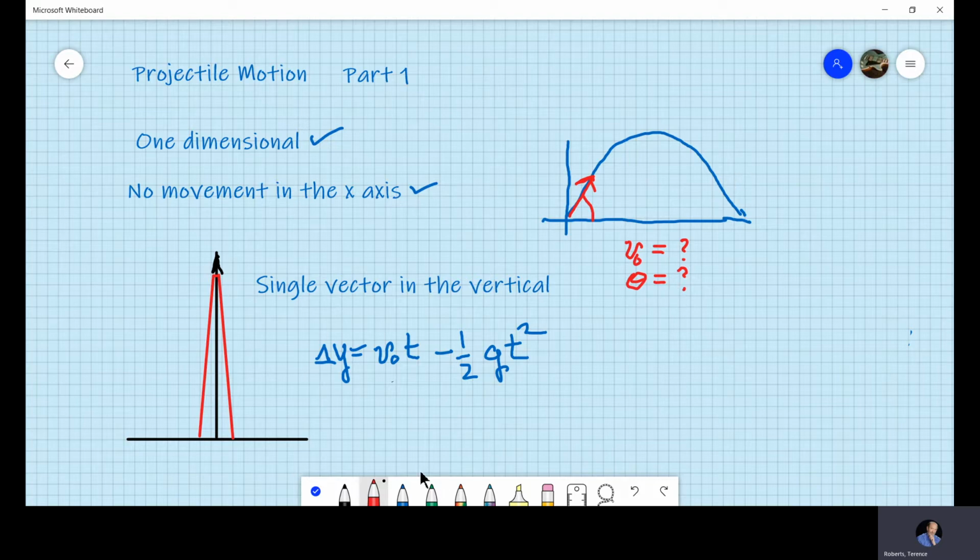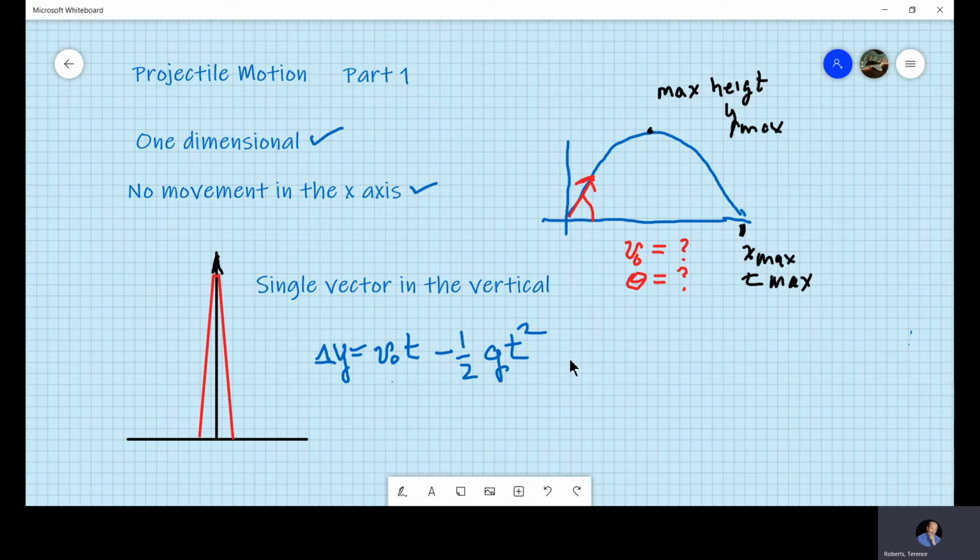So when we know these 2 things, just the initial velocity and the angle of its trajectory, we can find its maximum height, or we just call that y max. We can find its maximum range, so this would be right here, and this would be x max. And also we can find the amount of time it's in the air, and that would be just t max. Okay.